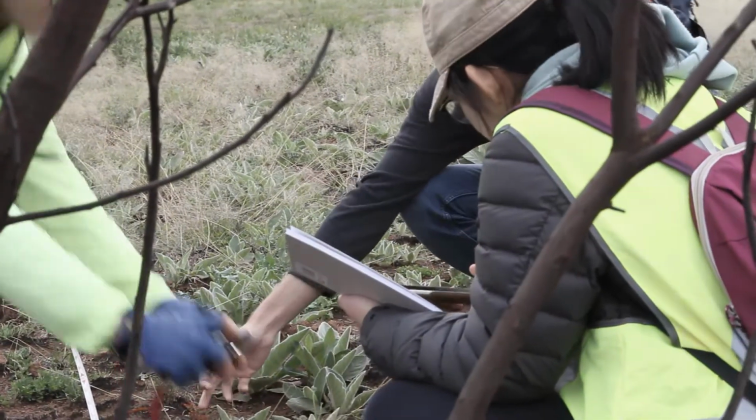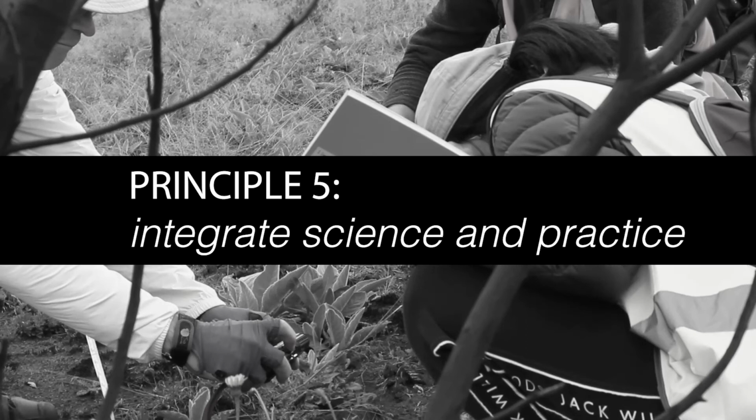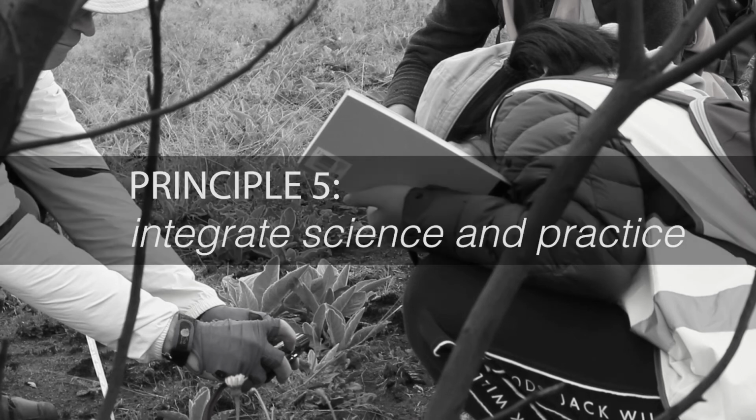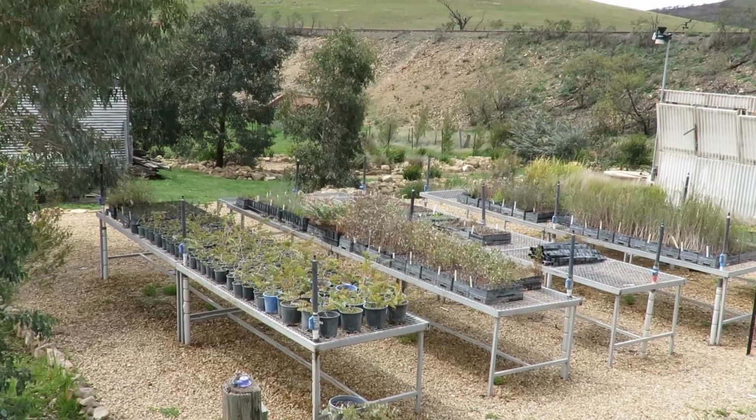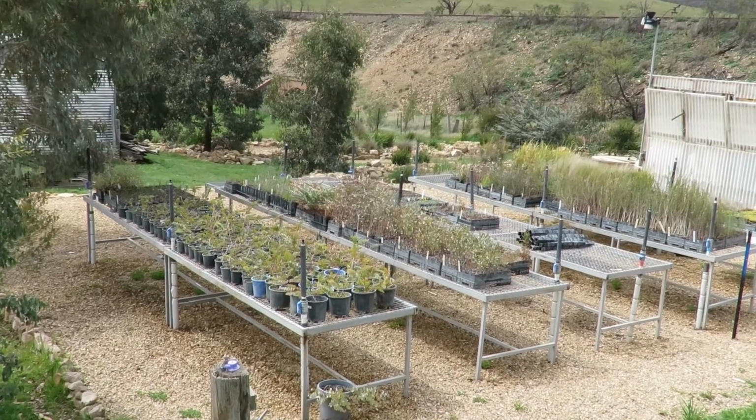The fifth principle is to integrate science and practice. Projects draw on the expertise of practitioners, local stakeholders, especially First Nations people, and scientists. I think every parcel of land has a unique recipe that needs to be discovered on how to restore it. People say, oh, how do you plant your trees? Well, what I do here is very different from what you might need to do. So I think the best expert is the person who's doing it on their land at that time.